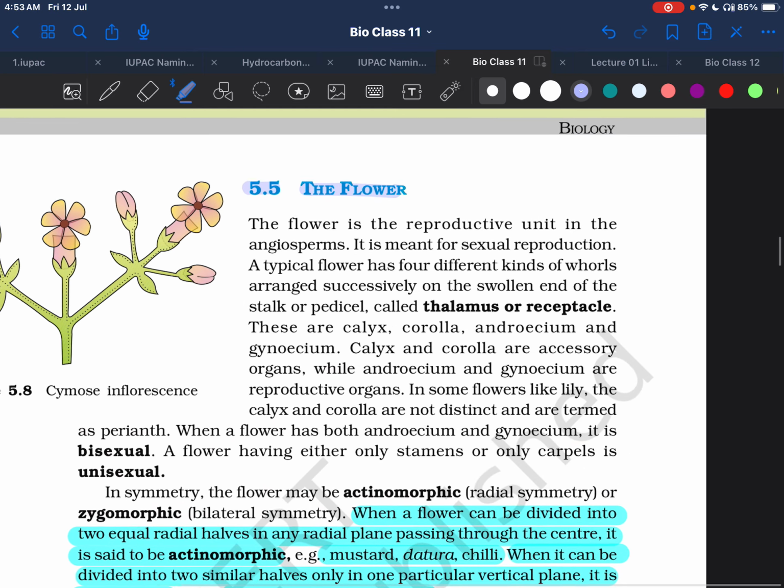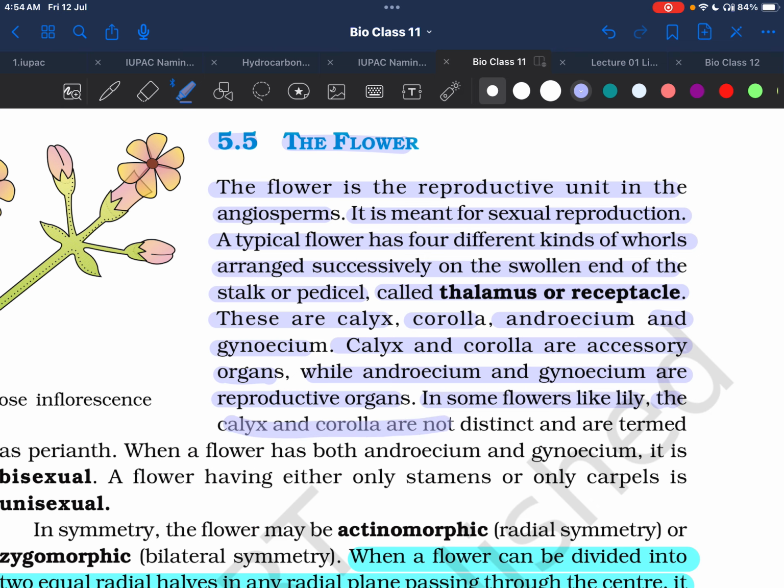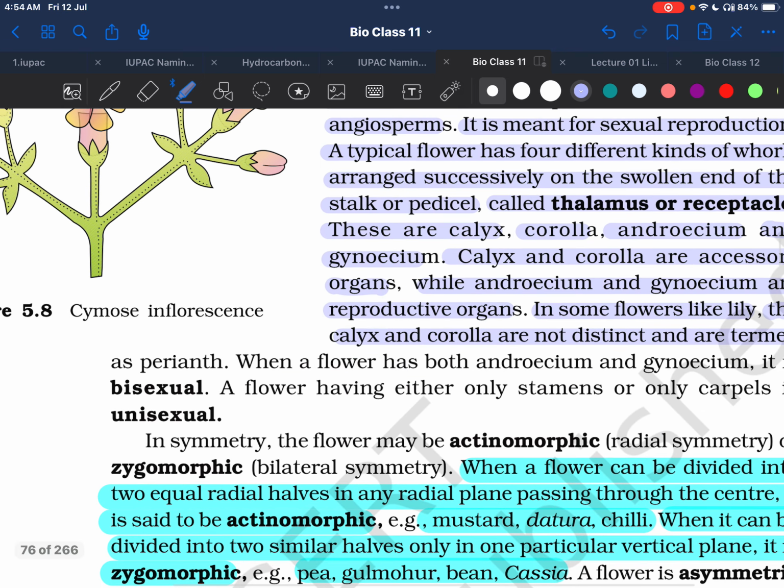5.5 The flower. The flower is the reproductive unit in the angiosperms. It is meant for sexual reproduction. A typical flower has four different kinds of whorls arranged successively on the swollen end of the stalk or pedicel called thalamus or receptacle. These are calyx, corolla, androecium, and gynoecium. Calyx and corolla are accessory organs, while androecium and gynoecium are reproductive organs. In some flowers, like lily, the calyx and corolla are not distinct and are termed as perianth.